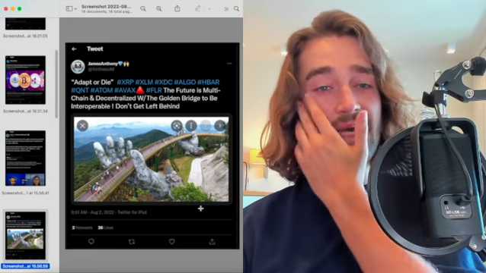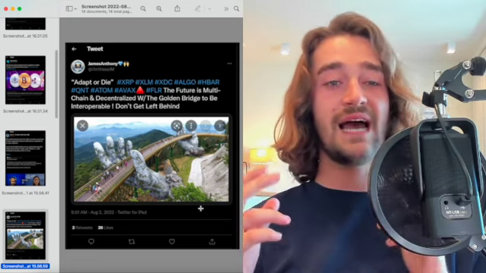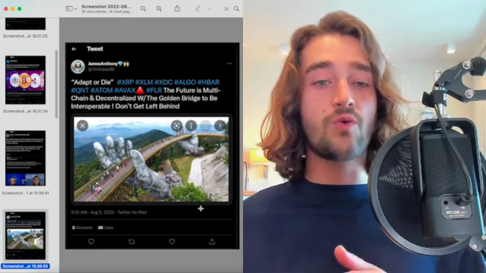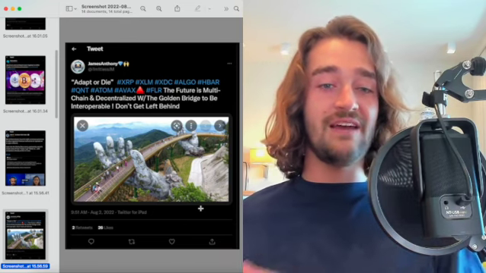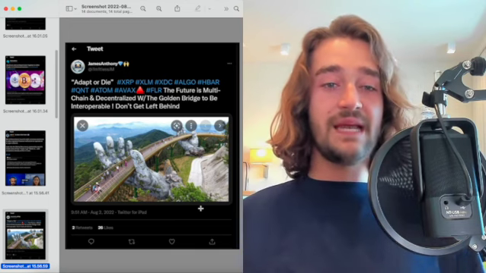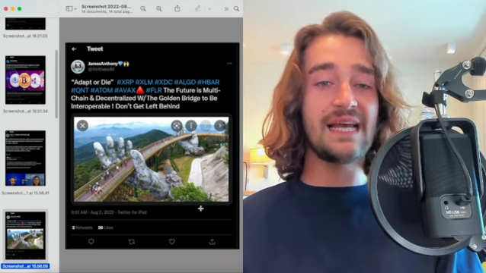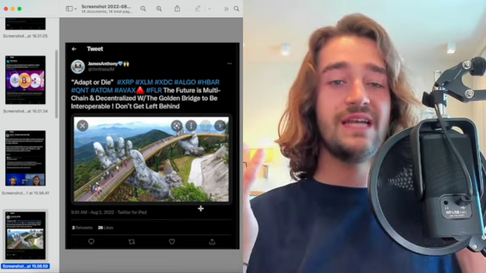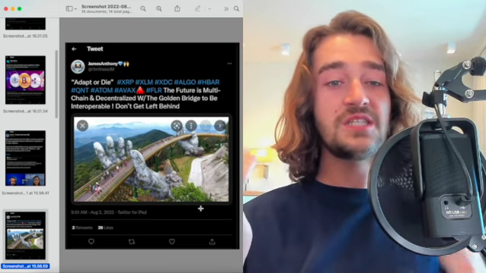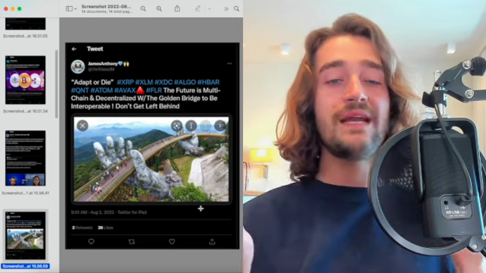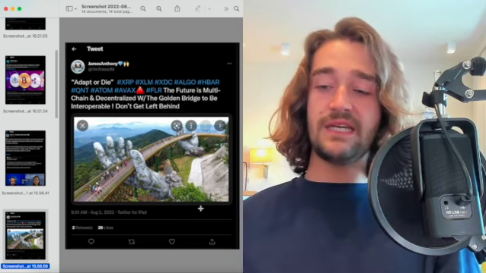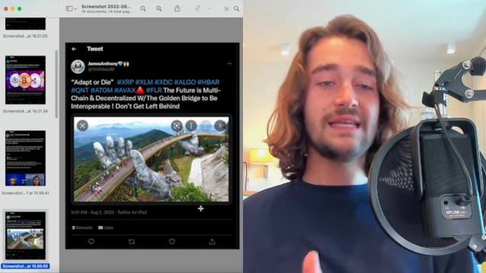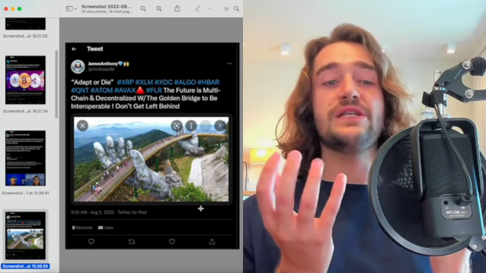Something else that's important to know is this tweet that I found interesting: "Adapt or die." What it's saying is the future is multi-chain and decentralized, the golden bridge to be interoperable, don't get left behind. Basically, XRP is for banks, XLM is for retail investors, and what's important is that you understand the bridge, which is this multi-chain and decentralized network that will operate all together. So that's why people say XRP is 10 times faster and 10 times ahead of XLM, but they are two different things, and the importance is the bridge. So just remember this.